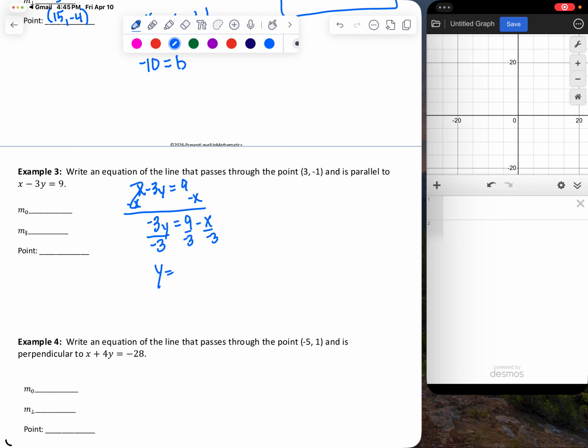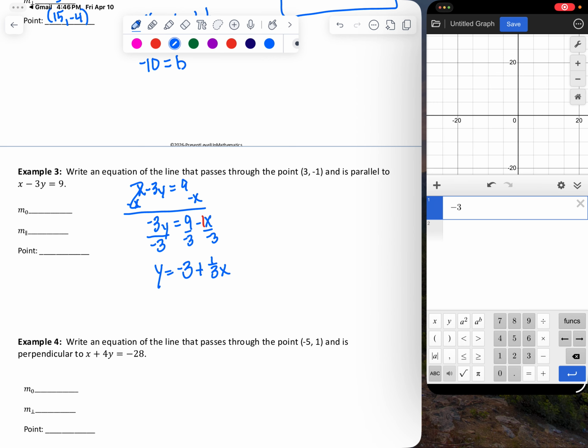So y would equal 9 divided by -3 is -3. Now be real careful here because this is an understood 1. And we have a -1 divided by a -3, which would be positive 1/3 x. So that is our original line, -3 plus 1/3 x. All right. So my original slope, I can now tell, is 1/3. Now, I want my new line to be parallel to the original line. So that means my new slope will also be 1/3.